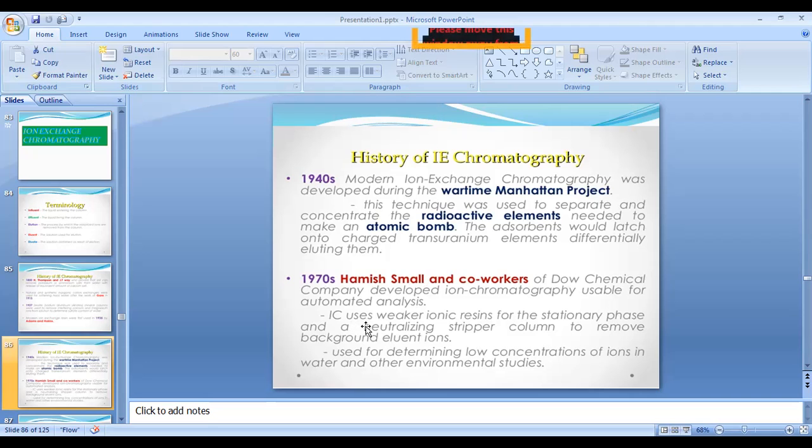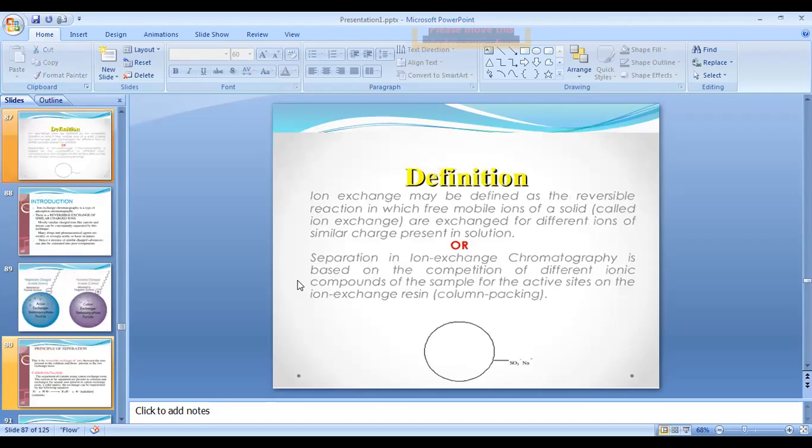An exchanger used for automated analysis uses weaker ion exchange. Chromatography uses weaker ionic resin for the stationary phase and a neutralizing stripper column to remove the background of a backgrounded element. Okay, so this is the principle of how it works.